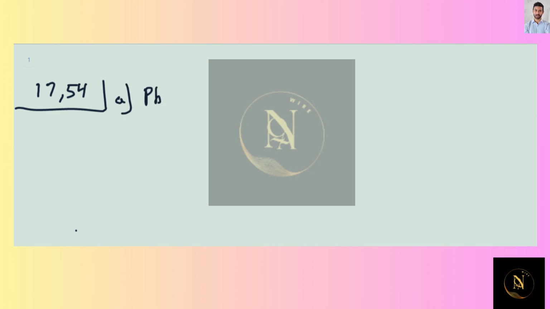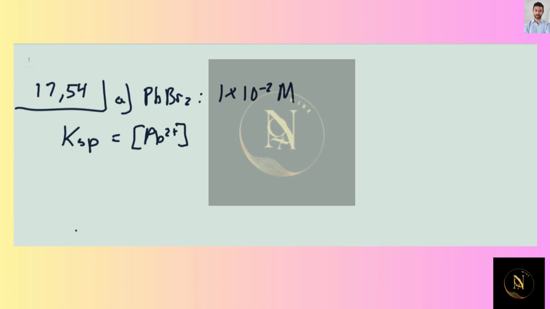So we're dealing with lead bromide, PbBr2, and we're told that the solubility is 1 times 10 to the minus 2 molar. So we know that KSP for this compound will be equal to the concentration of lead times the concentration of bromine squared.